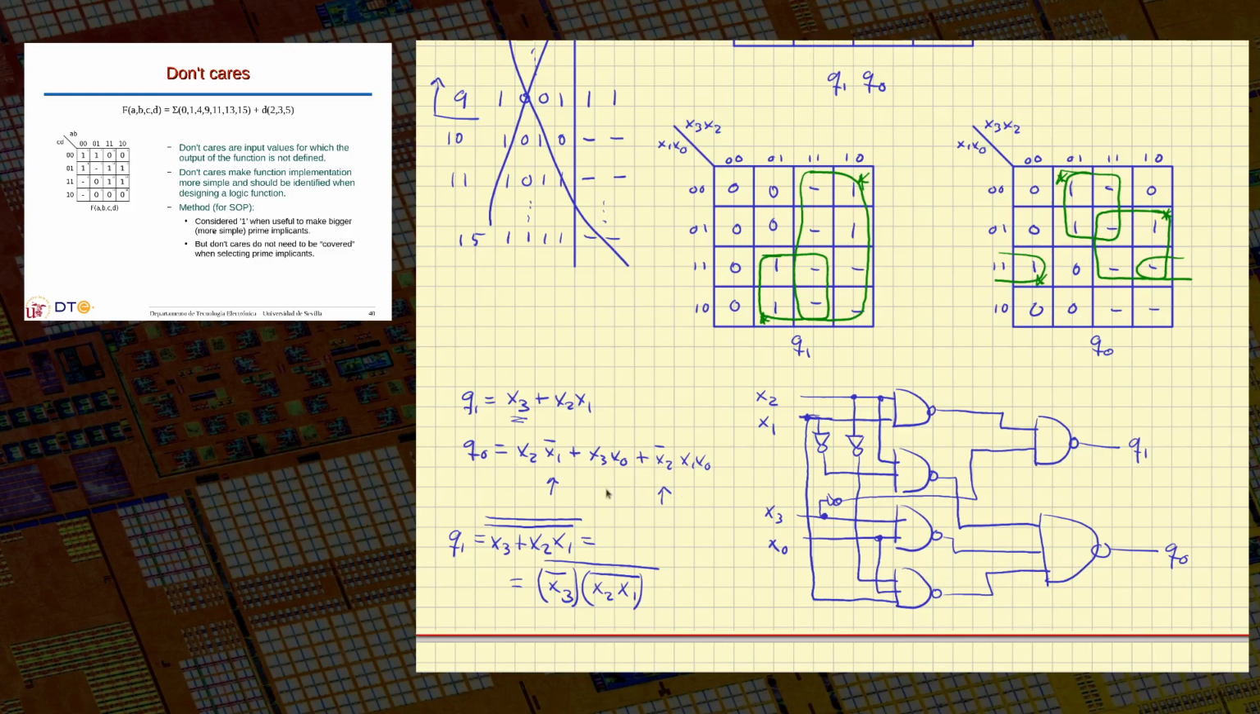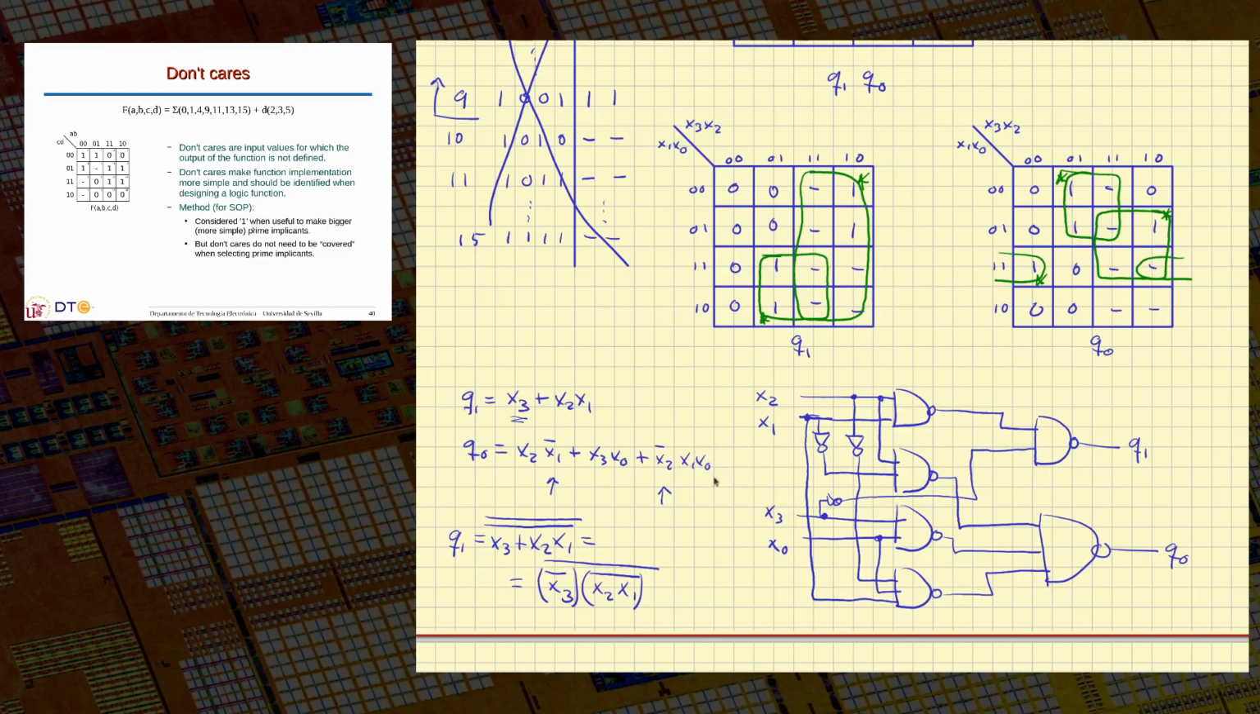I have done that because sometimes it may happen that when you have to implement various output functions, some terms are shared among the functions, okay? The two functions may have some equal terms here. So in that case, we don't need to implement the term twice. If I have a term in one expression and in the other expression, I do the term just once, and I can use that term for both functions. So I save some gates, some resources.